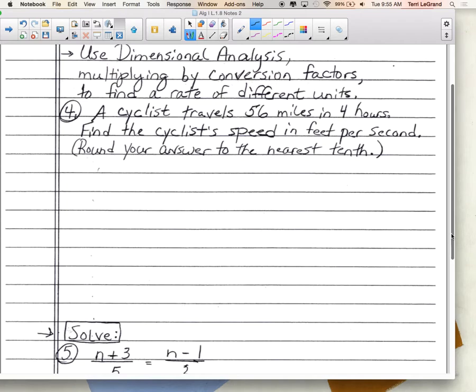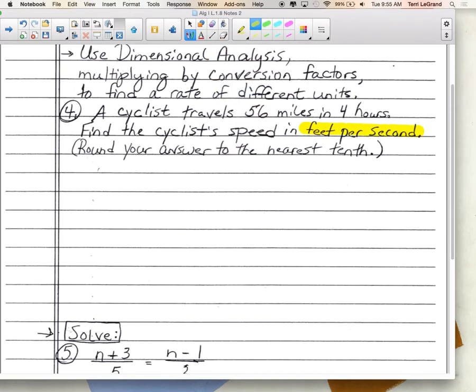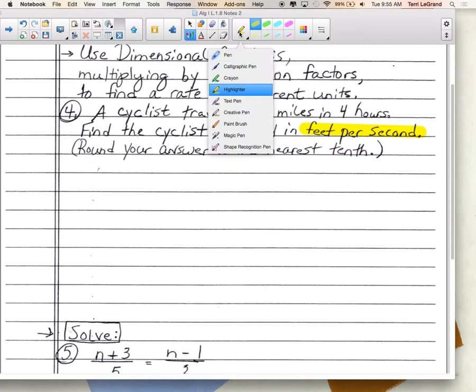So are they asking us for miles per hour? No, they're asking us for feet per second. So let's first of all highlight that. Feet per second, or underline or circle or something. Feet per second is what they want our final answer in this one.